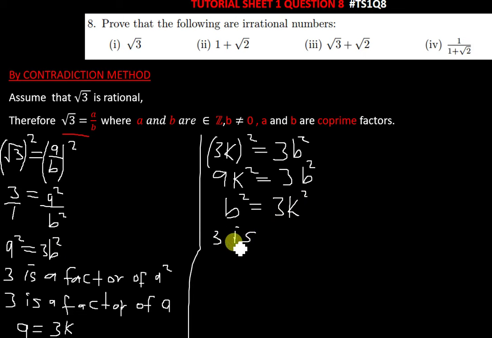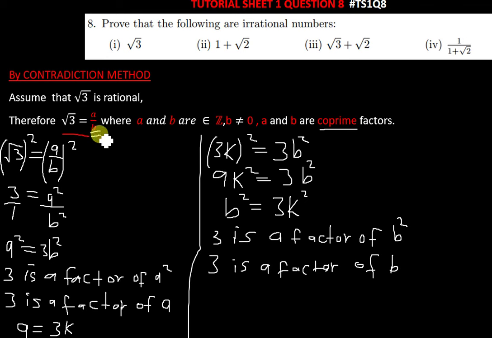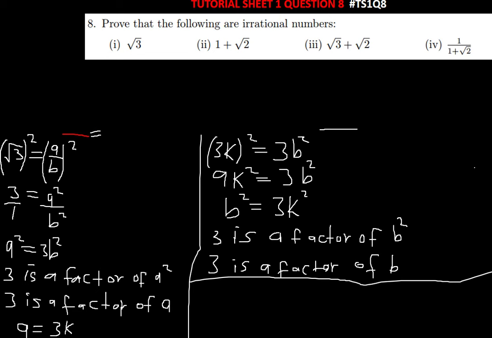A and b should be co-prime factors, and I explained that co-prime factors imply that this fraction is in its lowest term. There is no number which is supposed to go into a and b for root 3 to be a rational number. Now, the way you conclude here, let me do my best to conclude.